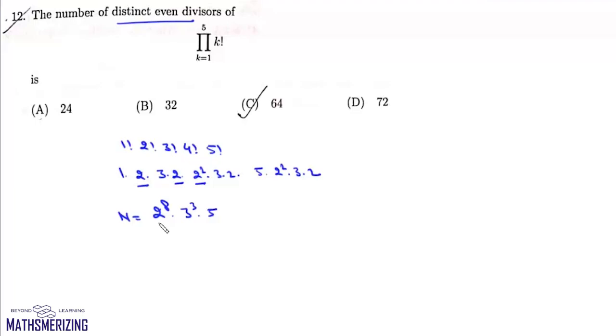Now if this divisor is an even number, then from 2 to the power 8 we'll have 8 choices, because they start from 2 to the power 0 to 2 to the power 8, and since it is an even number, it should have at least one 2. So total number of choices is 8. Now for 3 to the power 3, number of choices is 4, and for 5 to the power 1, number of choices is 2. So it will be 8 into 8, which is 64, and that's your option C.